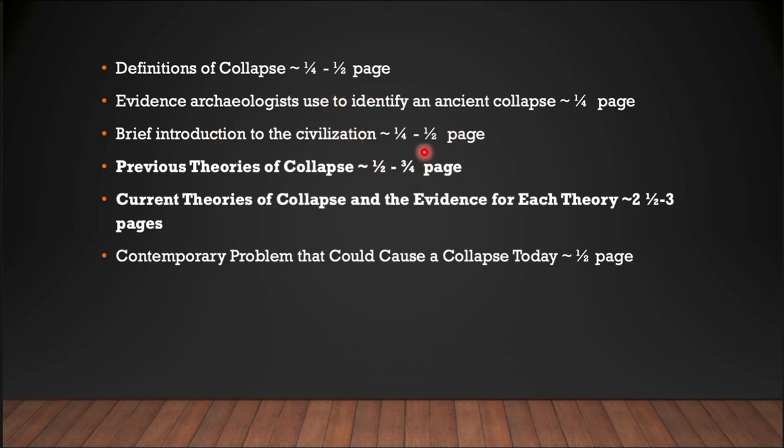Then you might discuss previous theories of collapse if you have them, current theories, and the evidence. This is the meat of your paper, 3 pages, right? 2.5 to 3 pages, maybe more. Contemporary problem that could cause the collapse today, about half a page, right? So you could say major problems in the world today, and obviously there's so many different things you can choose from.